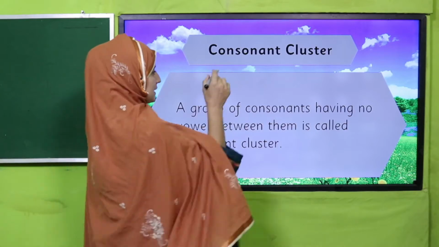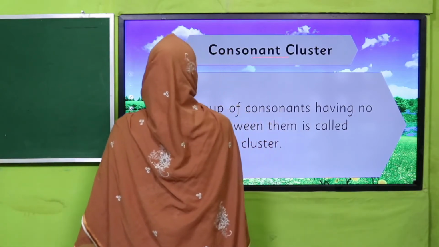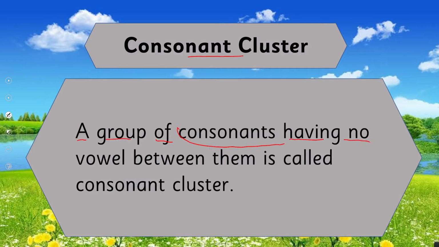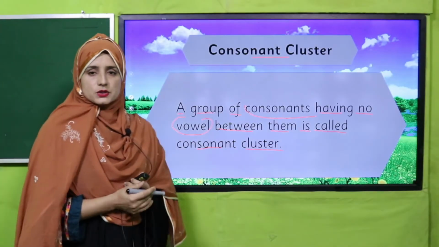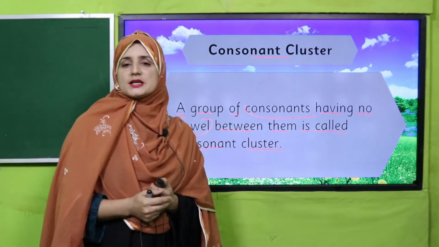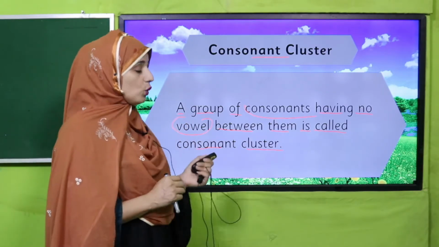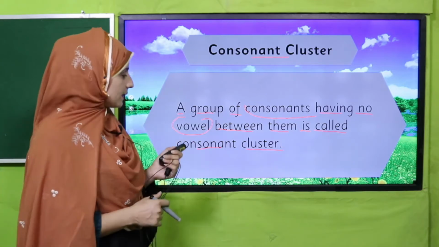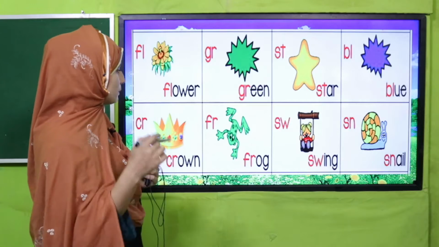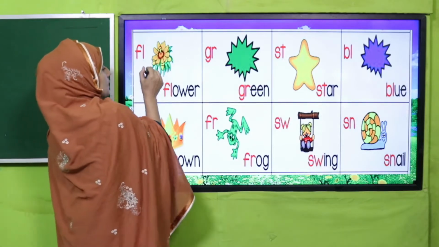What are consonant clusters? A group of consonants having no vowel between them is called a consonant cluster. Yes, my dear students, when there is a group of 2 letters, it can be 3 letters, but there is no vowel between them, then these are called consonant clusters. Now, let's have a look at examples. Here are a few examples.